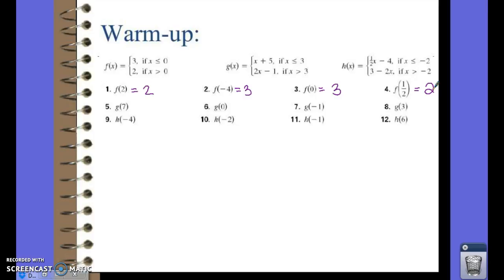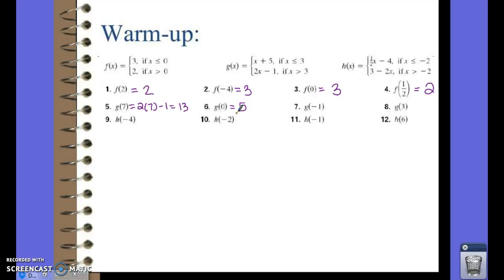So that means g of 7 is kind of like saying 2 times 7 minus 1. So 2 times 7 is 14. 14 minus 1 is 13. So g of 7 is 13. How about 0? Is 0 less than or equal to 3? Yeah. So you plug 0 in for x in the top equation. So you get 0 plus 5, or you get that g of 0 is 5.